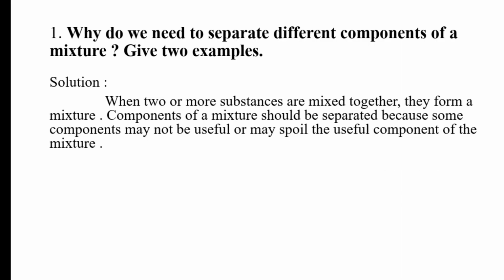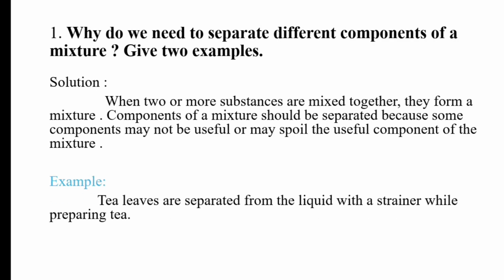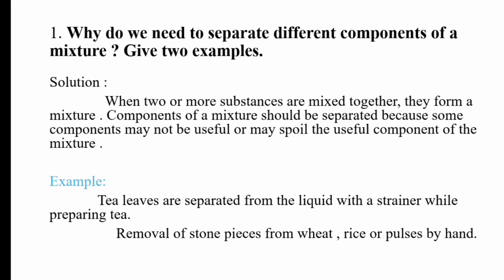when two or more substances are mixed together, they form a mixture. Components of a mixture should be separated because some components may not be useful or may spoil the useful component of the mixture. And the examples are, the tea leaves are separated from the liquid with a strainer while preparing tea, and the removal of stone pieces from wheat, rice, or pulses by hand.